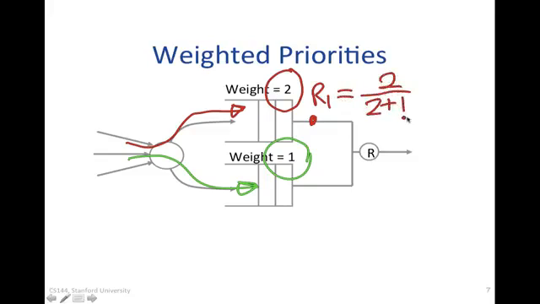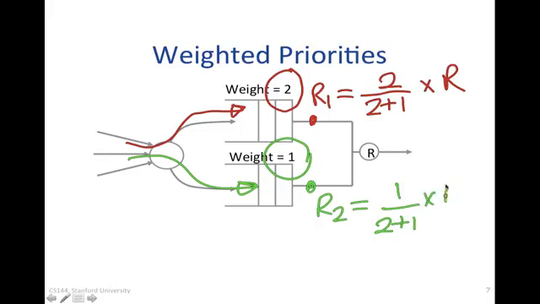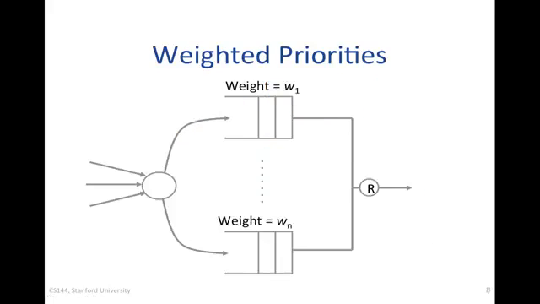So in other words, 2 is a fraction of the total rate of the egress link. Likewise, I'm going to say that the rate that this one is going to be served is 1, that's its weight, divided by the total weight times the outgoing link rate. Okay, that's what I'm trying to accomplish. I can generalize this to many queues as follows.